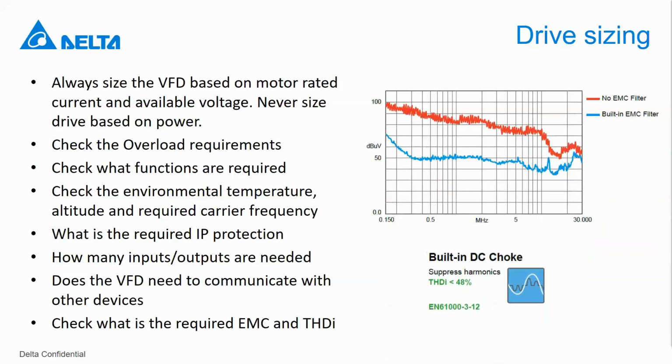And finally, you need to check what is the required EMC and also THD. Here you can have different levels. You can have levels for domestic environments and also for industrial environments. But also you might have requirements in terms of total harmonic distortions. Some of our drives come with a built-in DC choke, and that lowers the harmonic distortions of the drive to somewhere below 48%. So that's in order to meet the EN 61000-3-12 standard.